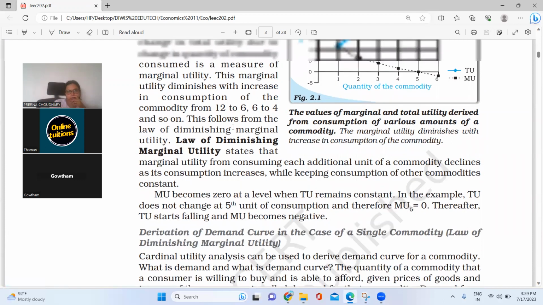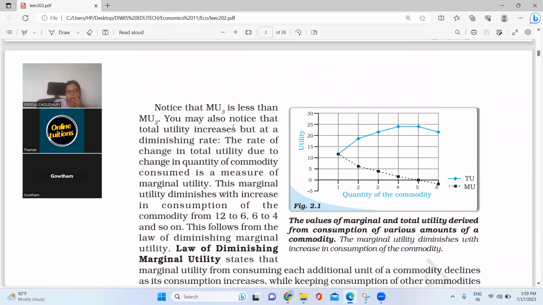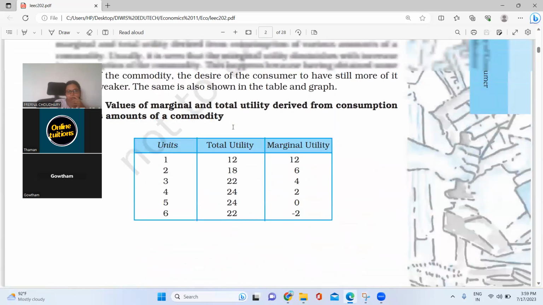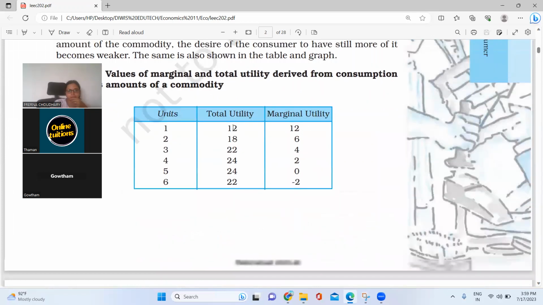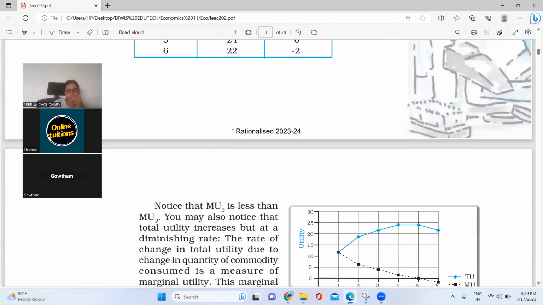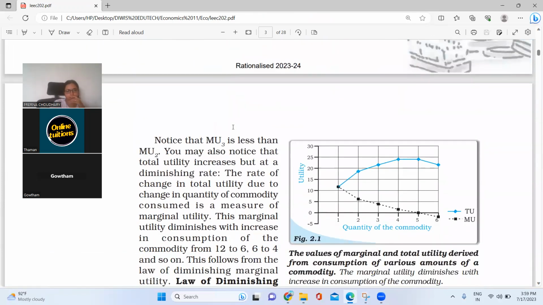They have not explained the three stages. No, I don't think so. Just go through this after the class and let me know whether they have explained it or not.